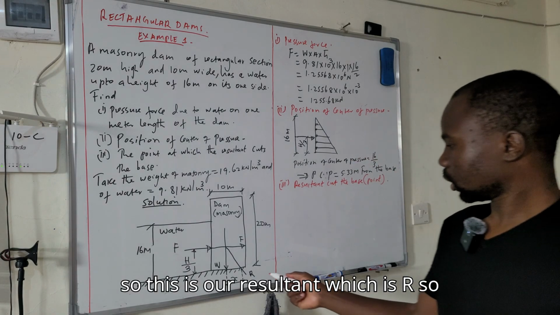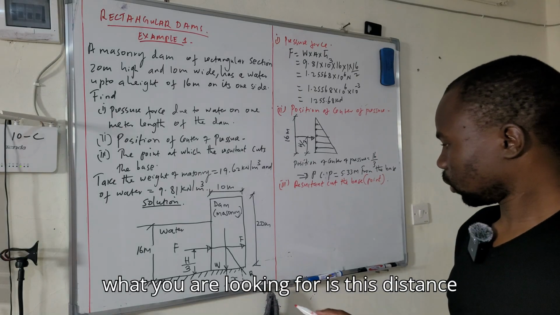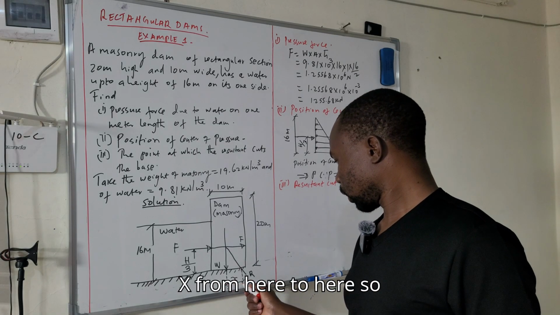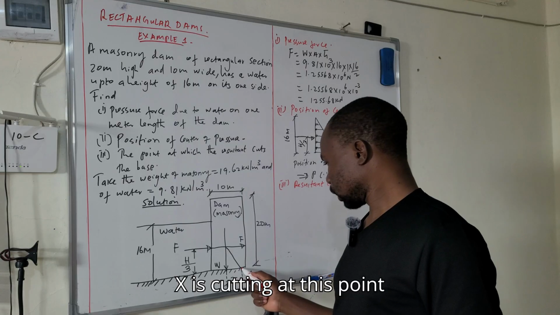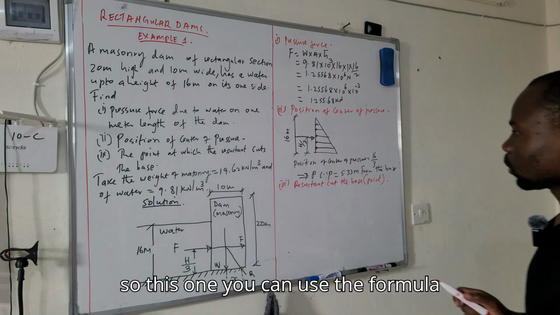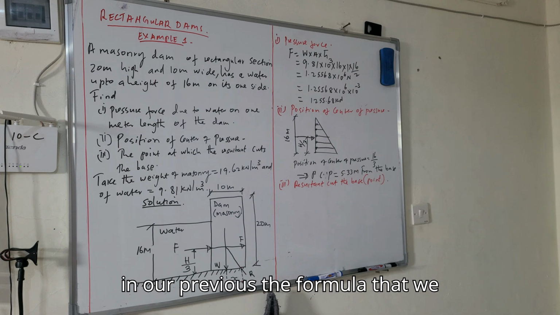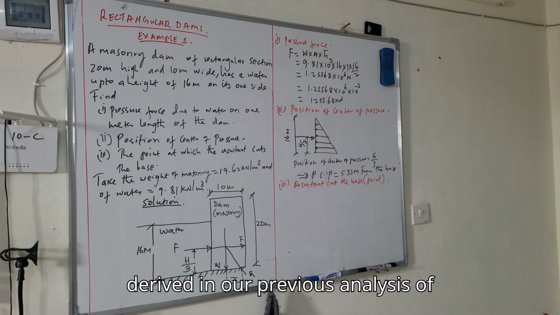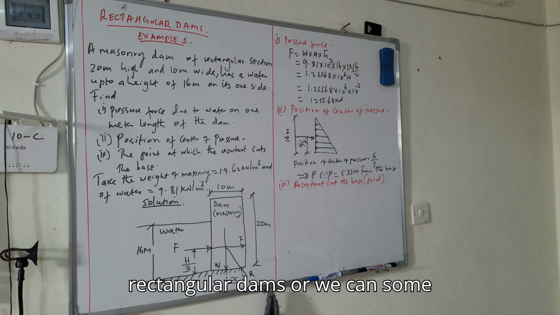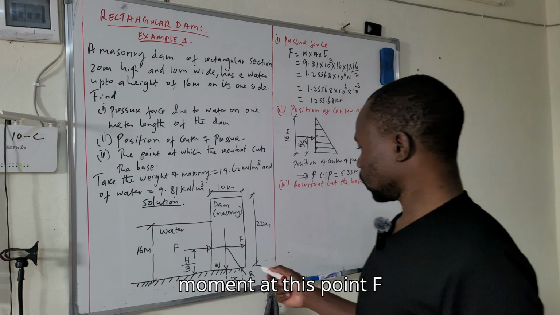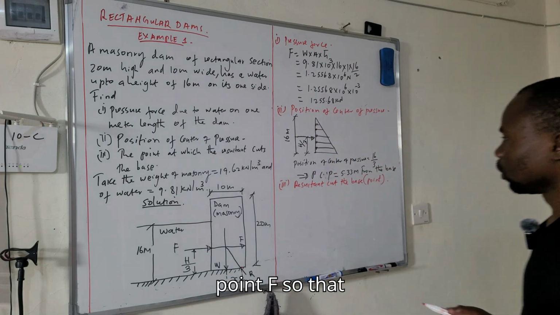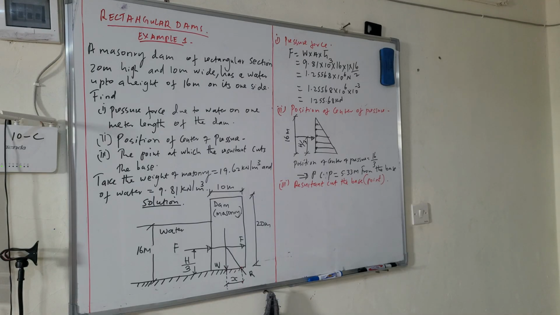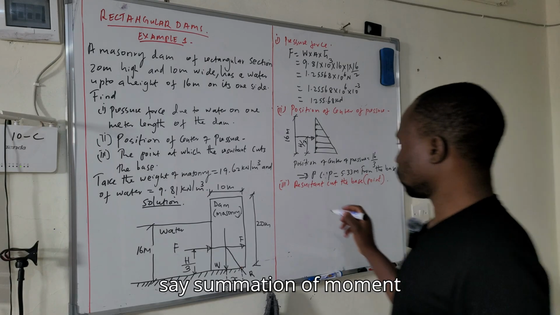So this is our resultant, which is R. What you are looking for is this distance x from here to here, so that we can know where this resultant is cutting the base. You can use the formula that we derived in our previous analysis of rectangular dams, or we can sum moment at this point. The easiest way is to sum moment at this point, so that you may not cram the formula.